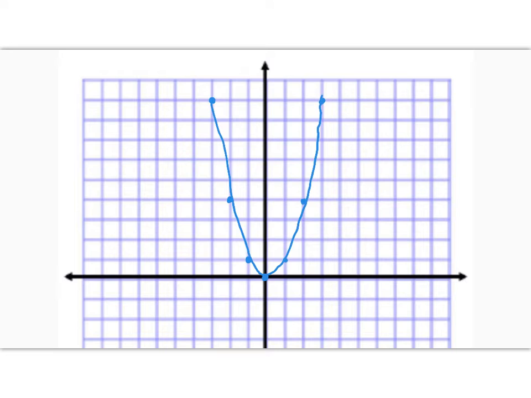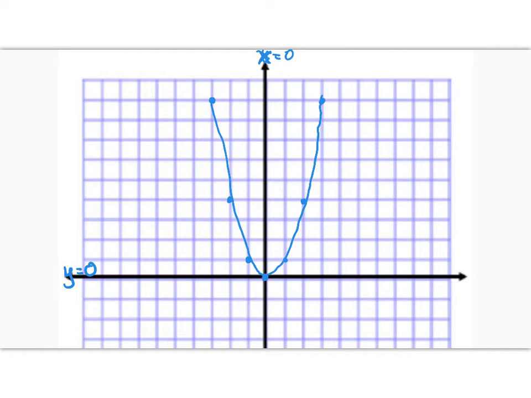Our vertex, the line that splits it in the middle, is x equals 0. And as we said from the last video, when x is 0, you get a vertical line. This is also your y-axis. When x is 0, that's your y-axis. When y is 0, that's your x-axis.